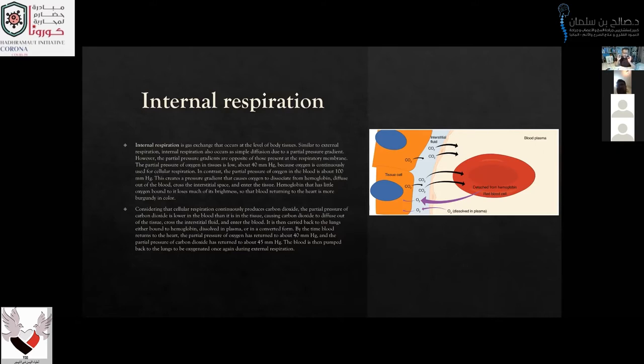Please remember these numbers in the future. Remember them. They are very essential to understand many topics later on. And the partial pressure of carbon dioxide is returned to 45 millimeters of mercury. The blood is then pumped back to the lung to be oxygenated once again during external respiration.